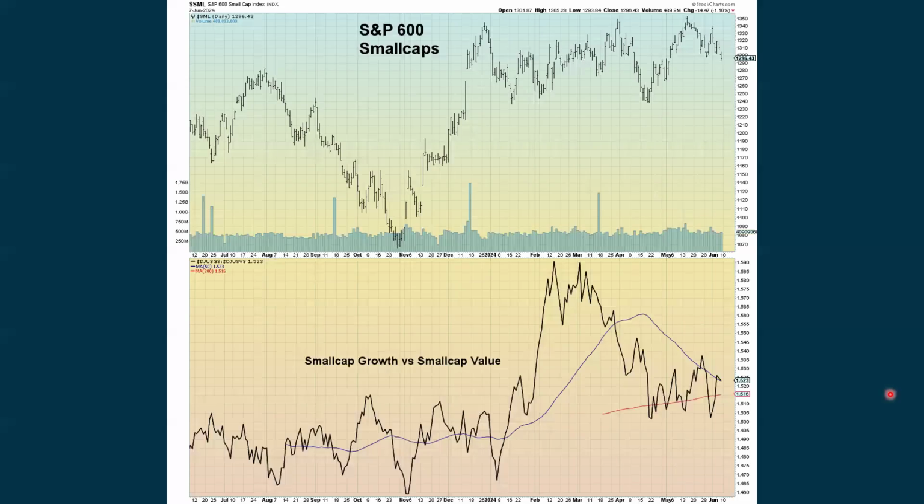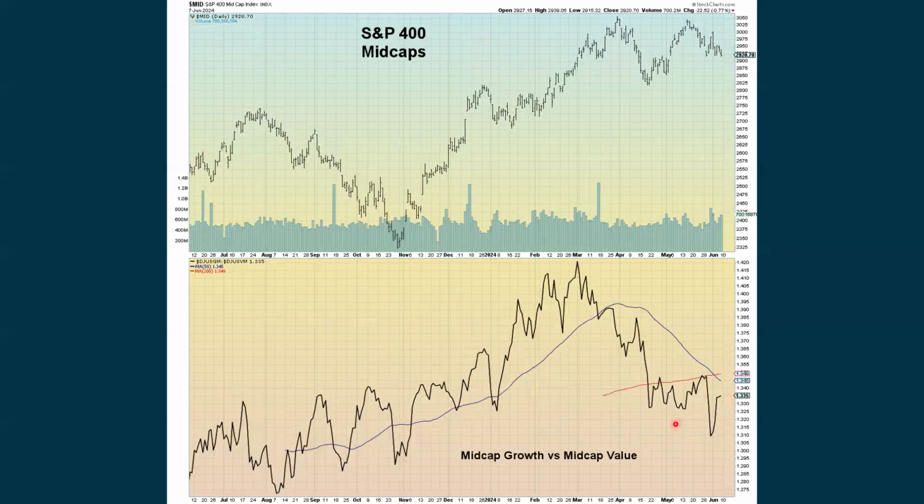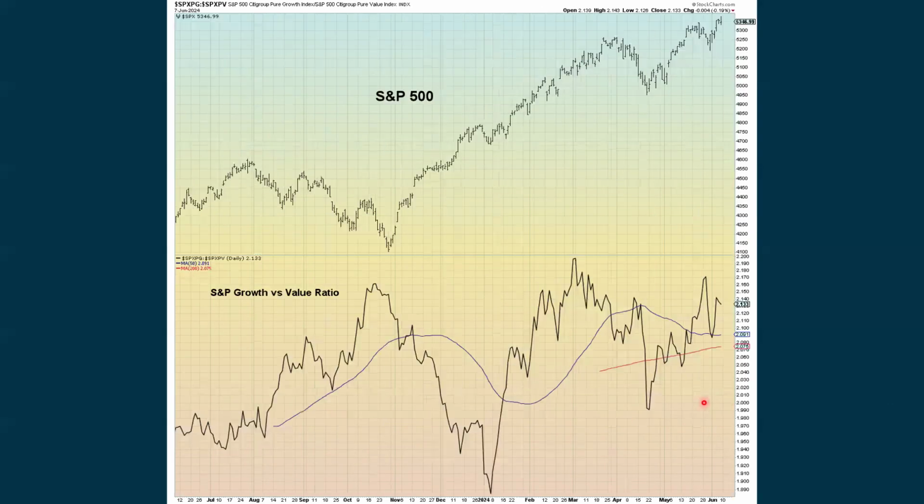Then we break it down a little further. We look at small cap growth to value, not doing all that well, pretty much chopping sideways. Mid cap growth to value, where it had been doing a lot better earlier in the year, now it's really starting to lag behind. And this is the one that I really focus on. This is S&P growth to value, where we want to see this going up. It's not really doing that. It's not falling apart either. But in a more solid environment, we want to see this ratio really going up.